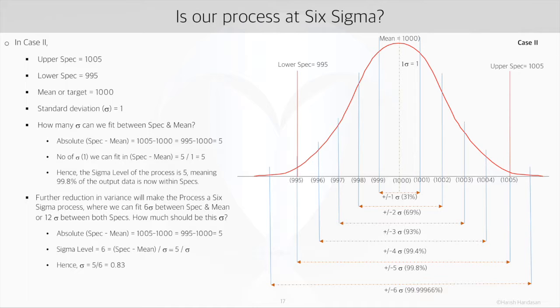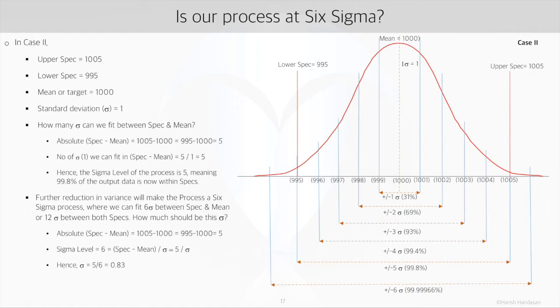And the same approach can be used to arrive at a target if we decide to take the process to 6 sigma from the current 5. In this case, we know that the sigma level has to be 6 because that's the target that we have taken. Spec minus mean remains the same, and as per the formula that we have seen earlier, sigma level is nothing but spec minus mean divided by standard deviation.